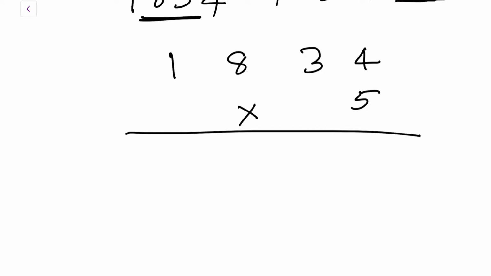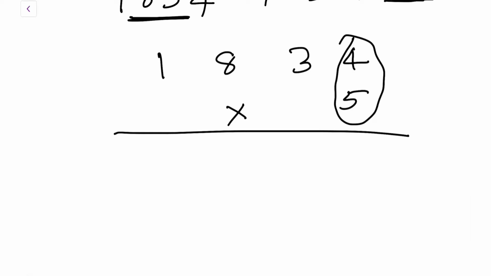Okay, let's do it. So first let's do 5 into 4. 5 into 4 is 20. That's right. But we don't write 20 here. We just put the ones place here and carry over 2. 2 is carried over. Okay. So we are done with that.